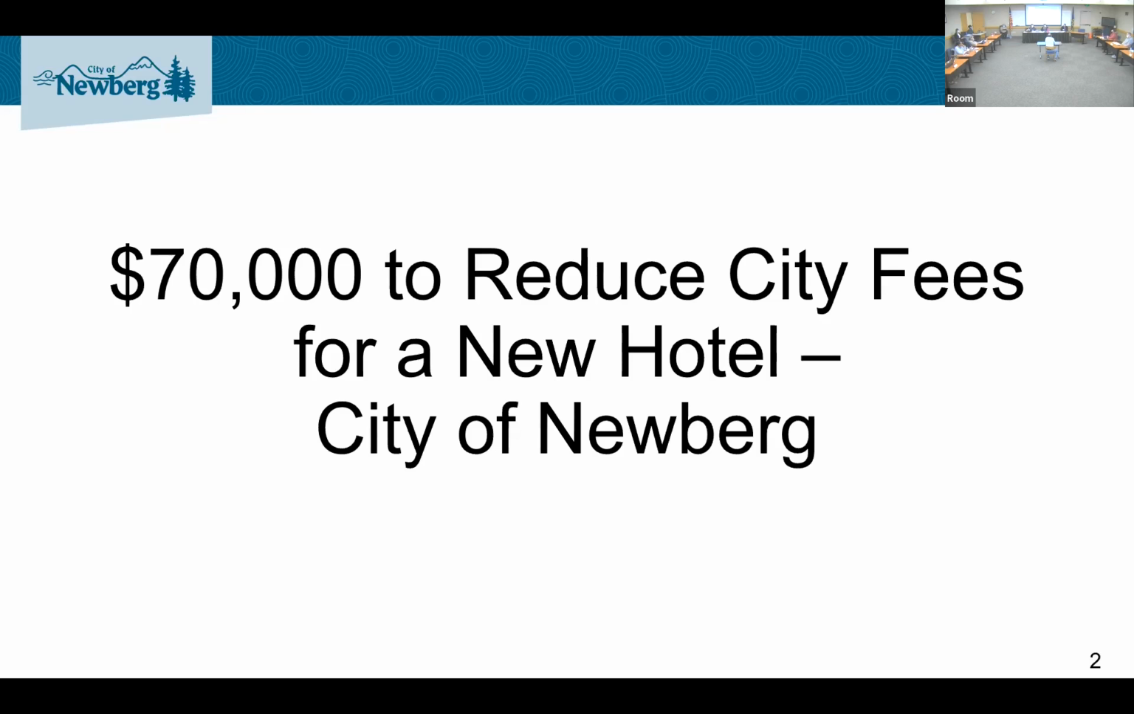So the developer of the hotel has indicated that they're on the fence. They're not all in on this project, and they're debating this amongst themselves. And your intent is to lower the development costs by $70,000 to increase the chances that they would say yes. Correct. Okay, thanks.